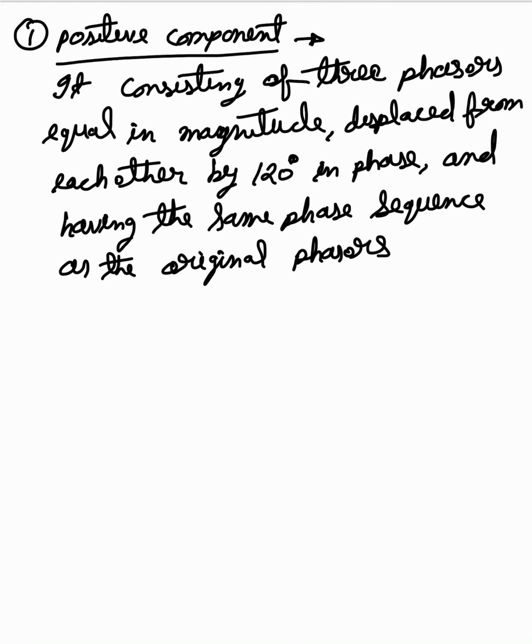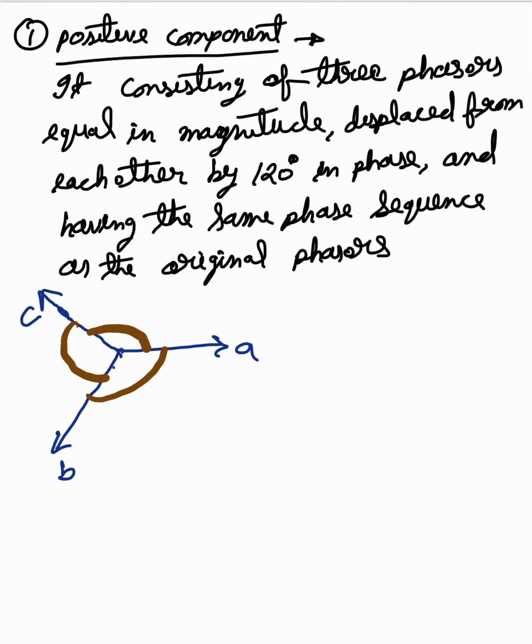Here you can see the original phasors: this one is A, this one is B, and this one is C. The displacement is 120 degrees and 120 degrees. So the magnitudes of A, B and C are equal, and there is a 120 degree phase displacement between each other. This is the original phasor.